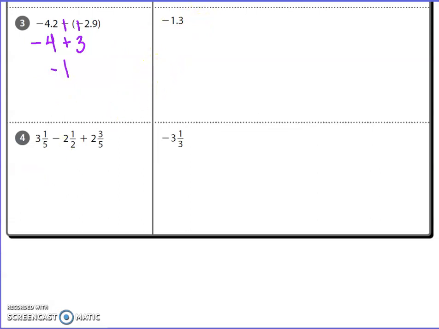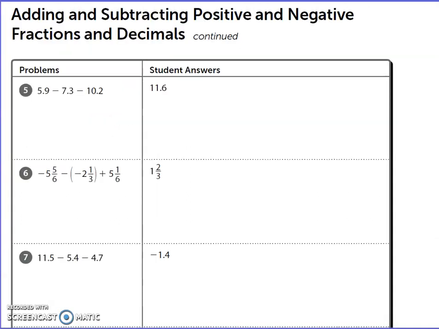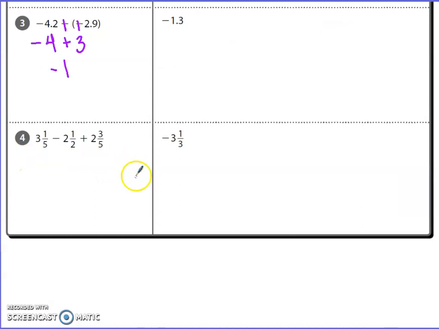Keep going. Try that one. Number 4. Oh, remember, you can always pause the video. Pause the video and try this one and see if this answer is reasonable or if you can fix it. Pause and come back.